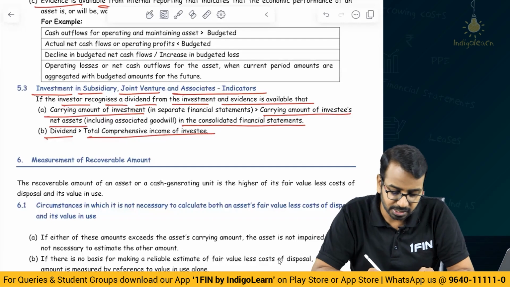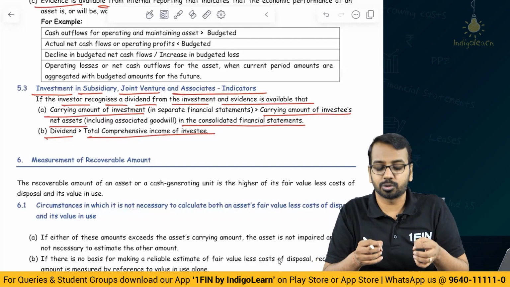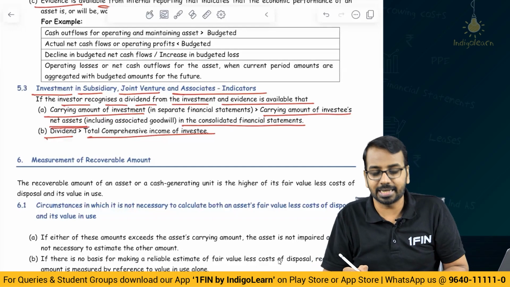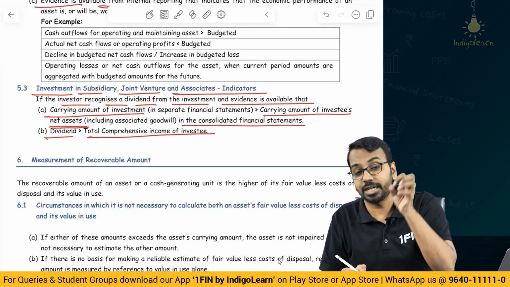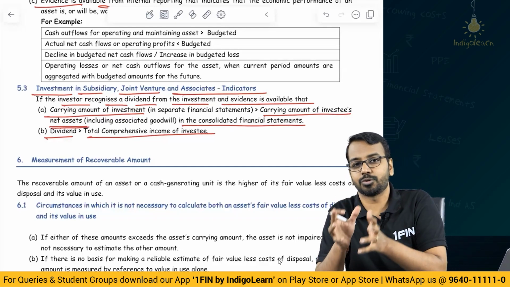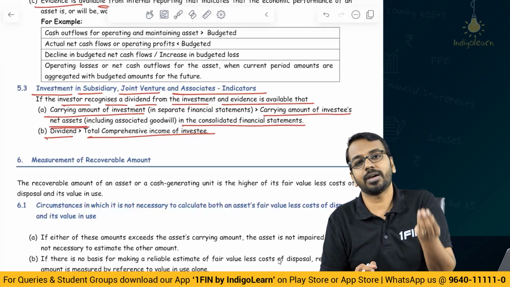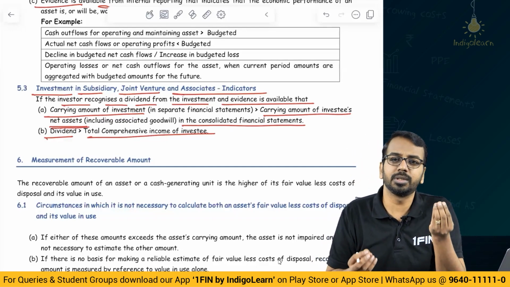So basically what it means is the amount of investment that I am showing is greater than the carrying amount of the investee's net assets. In the consolidated financial statement, the net assets that I am showing are lower. In the standalone financial statements, my investment value is much higher. Now what could be the reason for this?